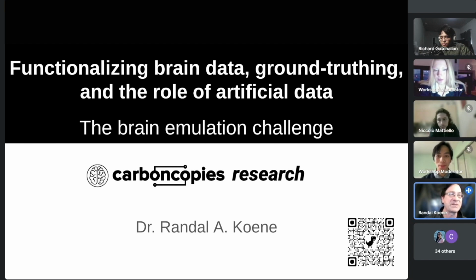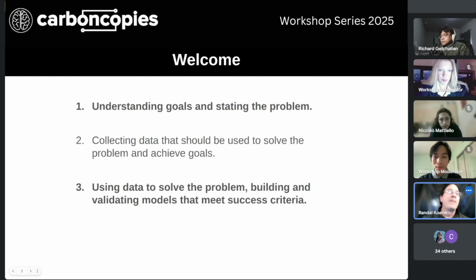So why this set of subtopics? In short, we could abbreviate the problem of brain emulation as follows. Understanding goals and stating the problem in a useful way. Collecting data that should make solving the problem and achieving goals possible. Using data to solve the problem by constraining and initializing a model, and by parameterizing and validating the model to ensure that goal-directed success criteria are met.